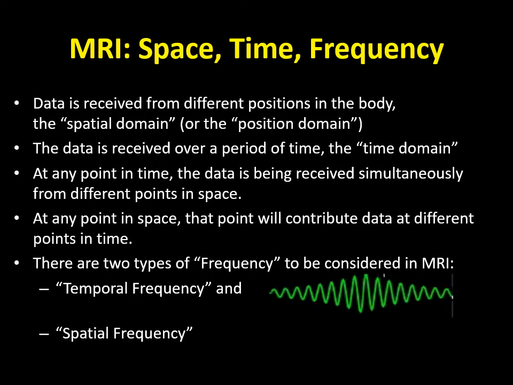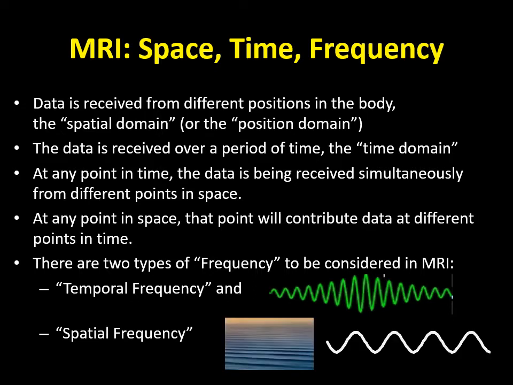Temporal frequency usually refers to the number of cycles that something happens per unit time, typically per second. And spatial frequency refers to how many cycles of something happen over a unit of distance. You can think of this as waves on the ocean, or the wave that is drawn at the bottom right of the image, where one sees 5 waves over a distance of approximately 10 centimeters. So that would have a spatial frequency of 5 over 10 centimeters.